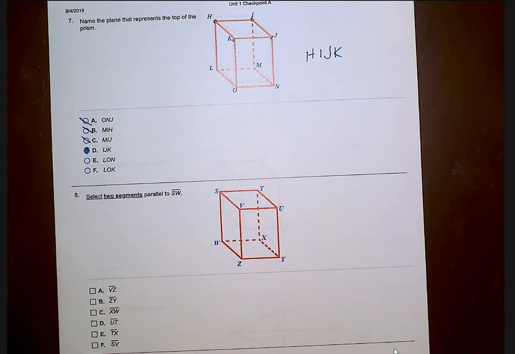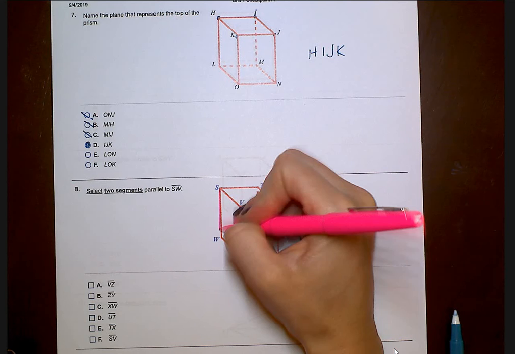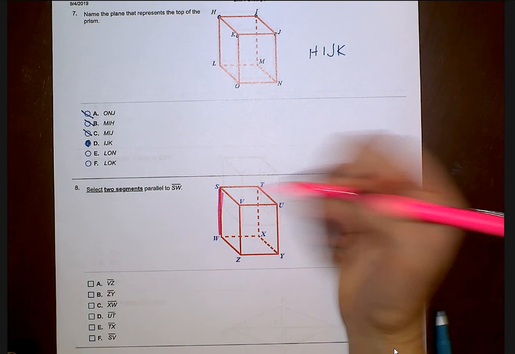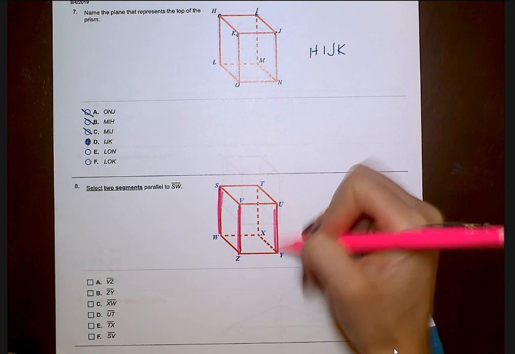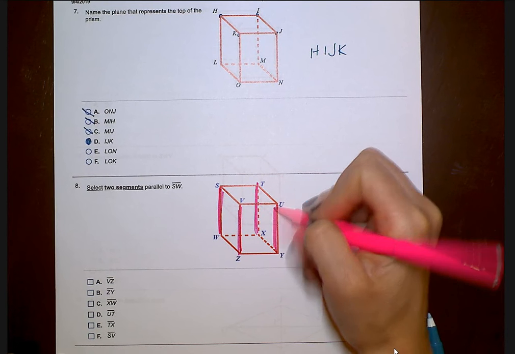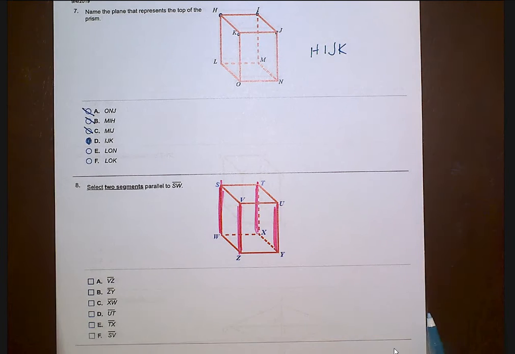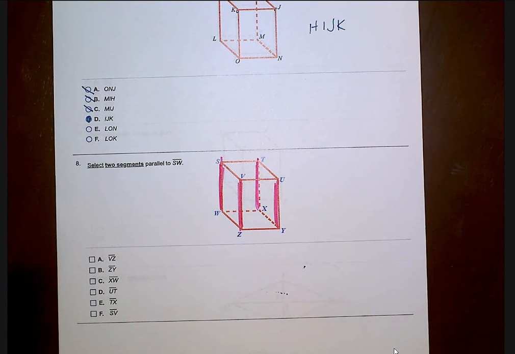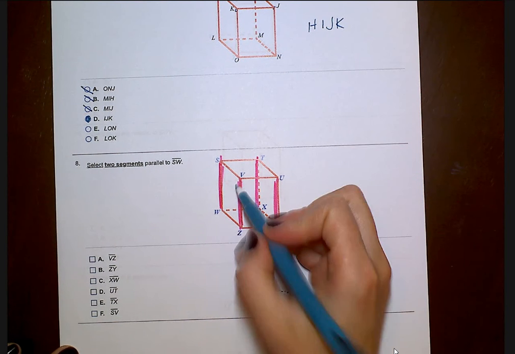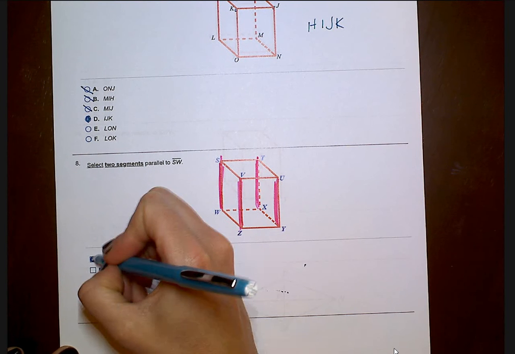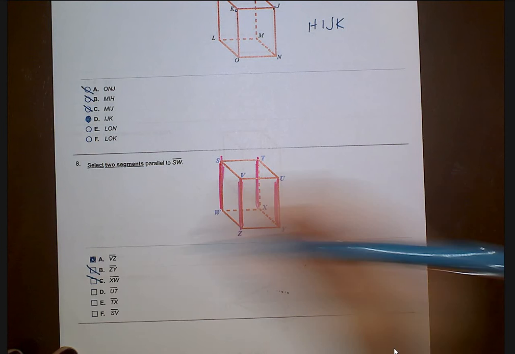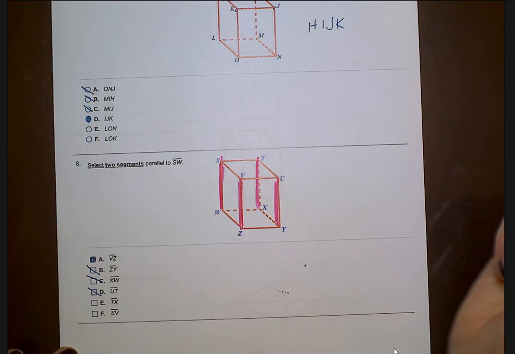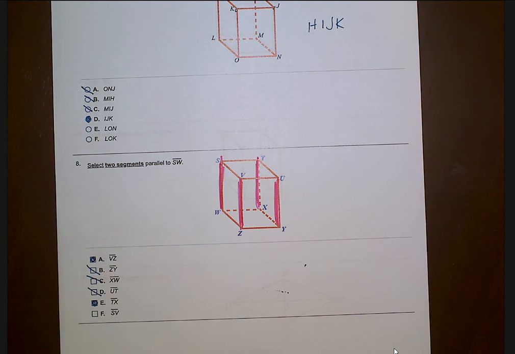Select 2 segments that are parallel to SW. So parallel means they're all going in the same direction. So there's SW. So it's going to be all those vertical pieces there. And again, process of elimination. So I need 2 of them. Yep, VZ is 1. Not ZY. Not XW. Not UT. TX is the other.